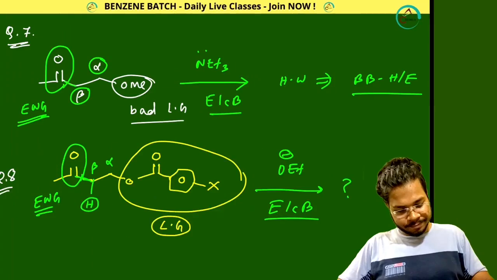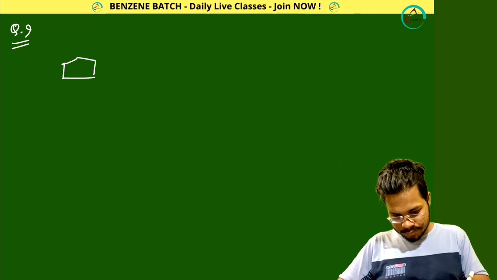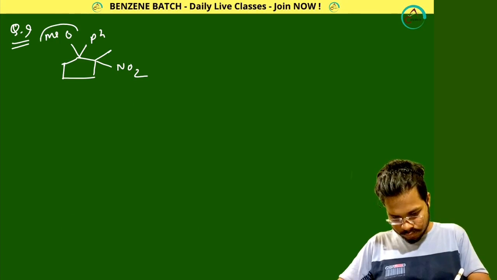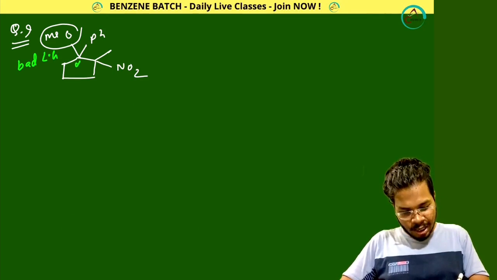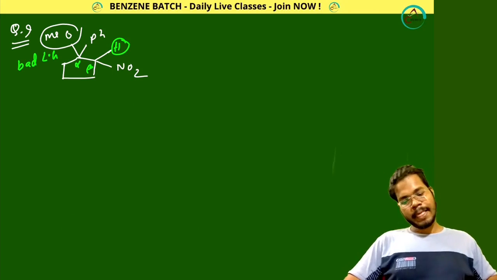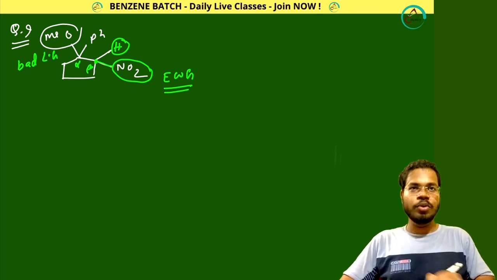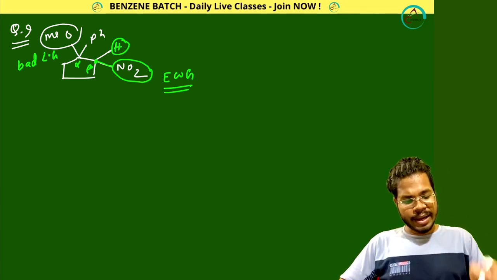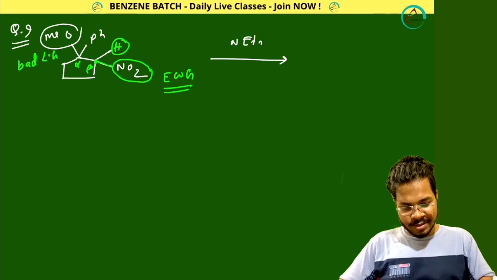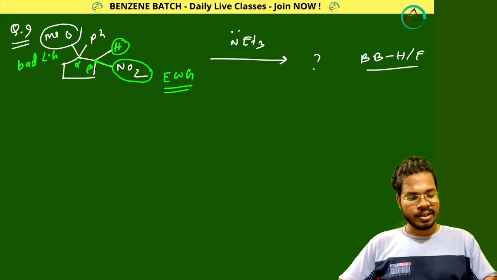Question number 9 will give you this kind of thing. OMe is your bad leaving group. Alpha carbon, beta carbon. You do have hydrogen over here. With this beta carbon also an electron withdrawing group is attached. NO2, I told you NO2 could be your electron withdrawing group. So again you can do the same thing with this base. Consider NH3 base. Do it and send it to the benzene batch. This is again your homework.